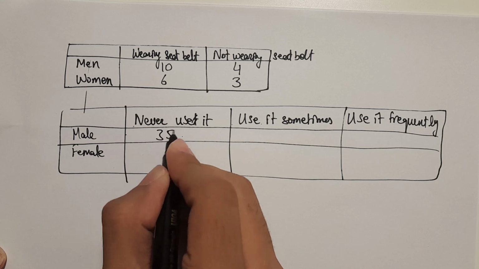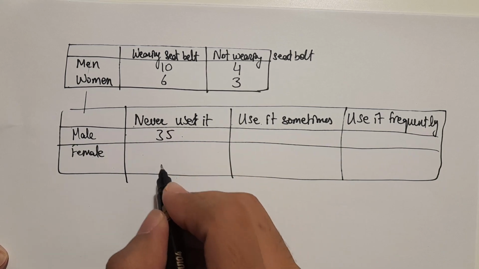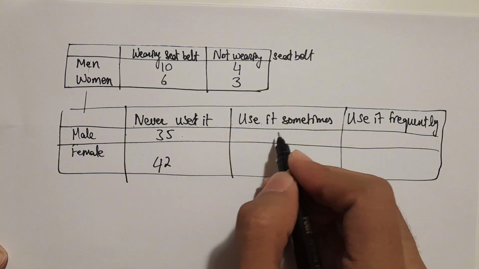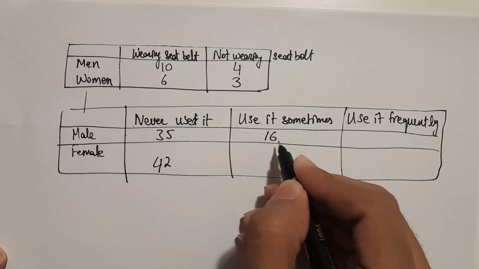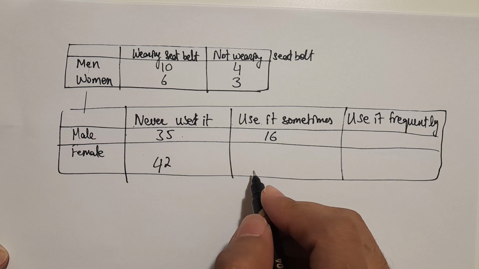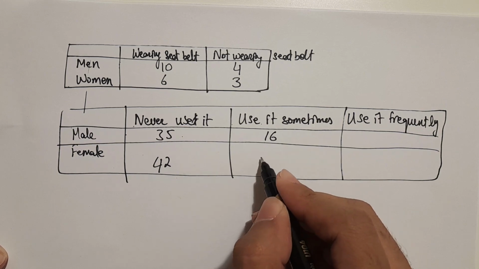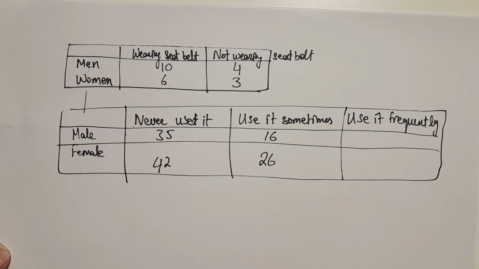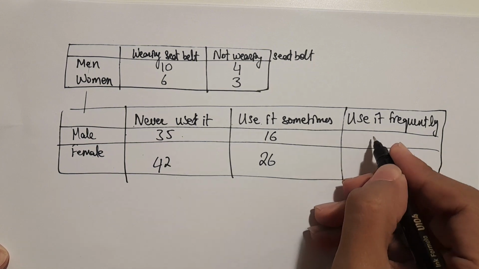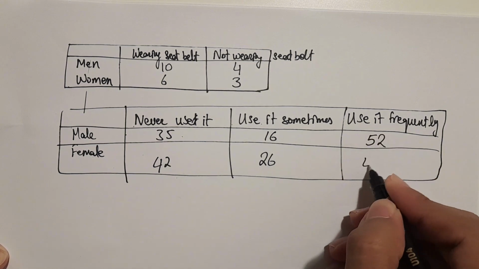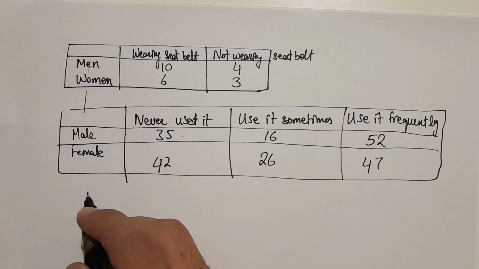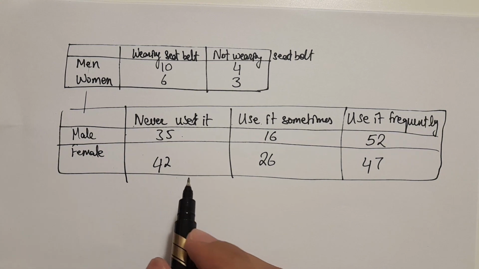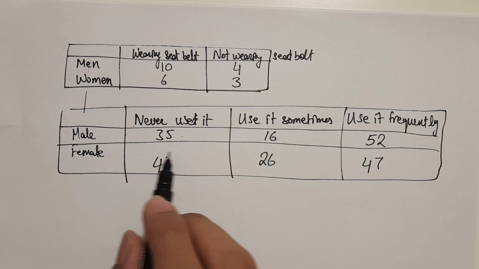So around 35 male never use it, whereas 42 females never use it. Then for use it sometimes, 16 male individuals use it sometimes, whereas for female it is 26. And for using it frequently, for male it is 52 and for female it is 47. So this is how we can use two-way tables for calculating or interpreting the data in one table.